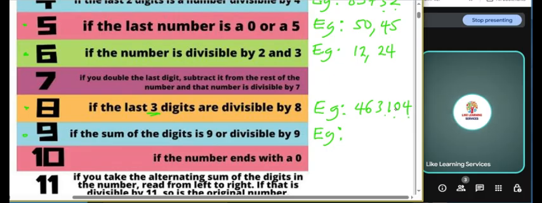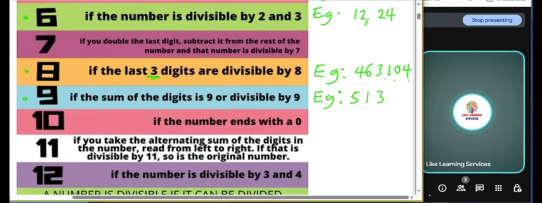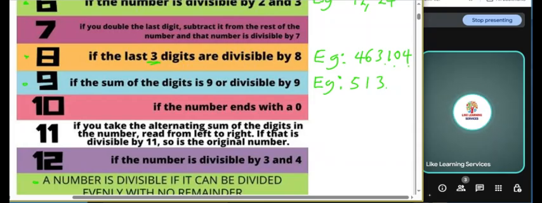it is divisible by 9. For instance, 513. Do you know 513 is divisible by 9? Because if you add up the digits, 5 plus 1 plus 3 will give you 9. Okay, 10 is easy. If the number ends in 0, like 100, 10, 50, 60, and so on, that one is easy.